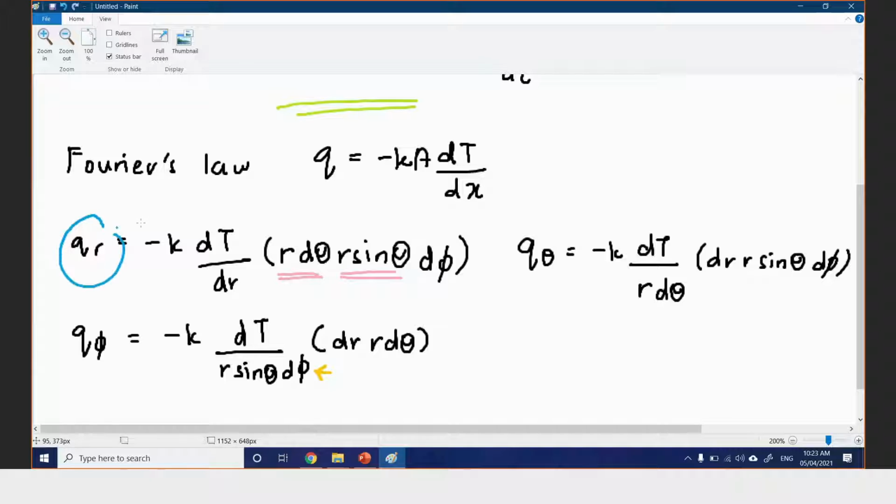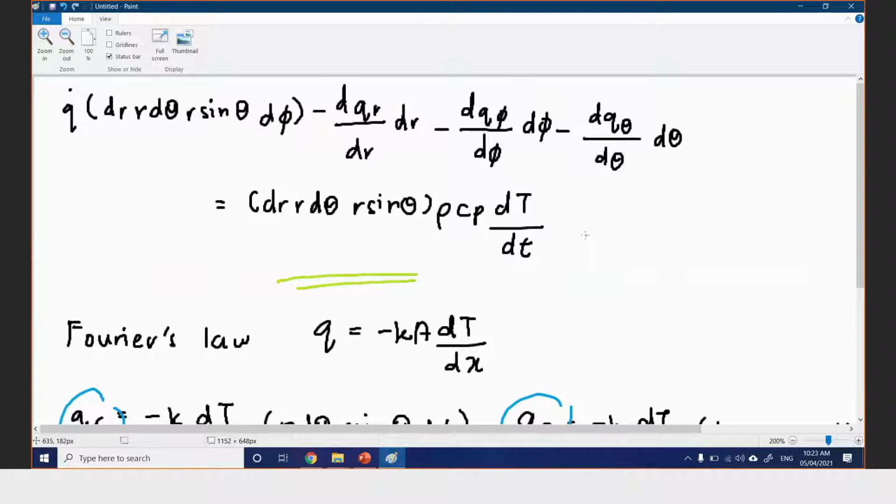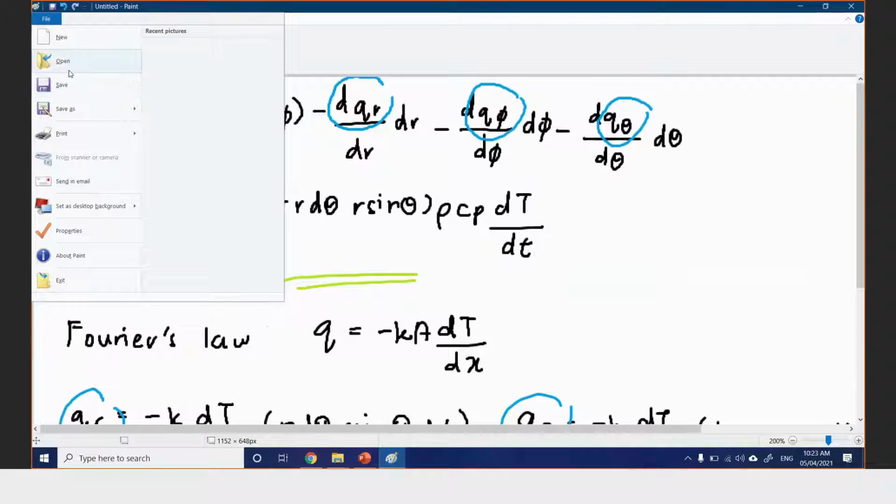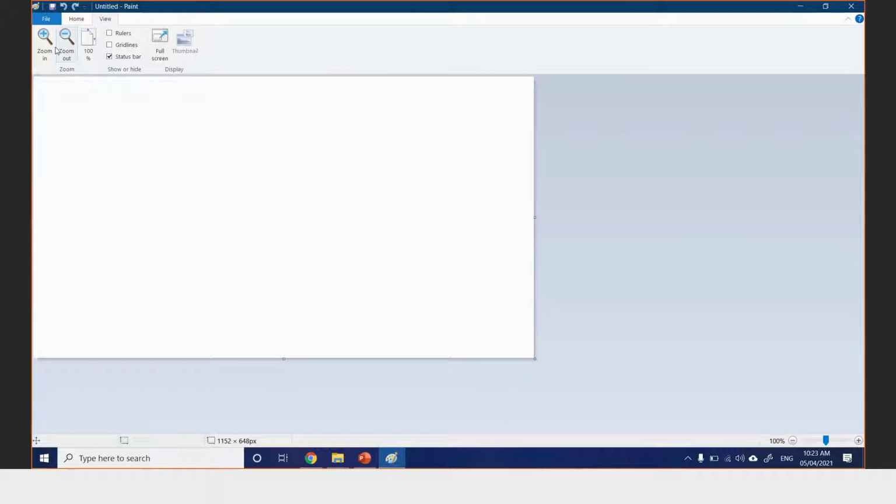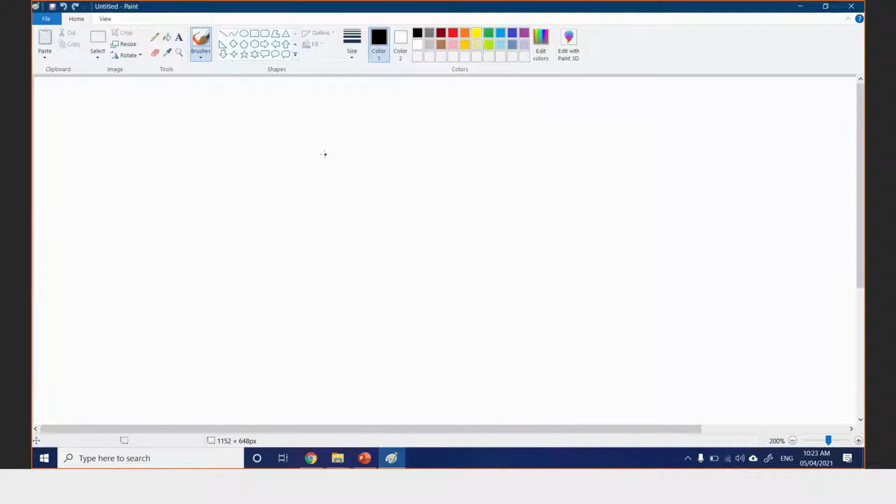We have this, and this. So now we can substitute all this into this, and this. Okay. So what we will get is Q. This is for heat generation. Q times the volume, r sine theta d phi. So now we substitute all the Q r, Q phi, and Q theta just now.